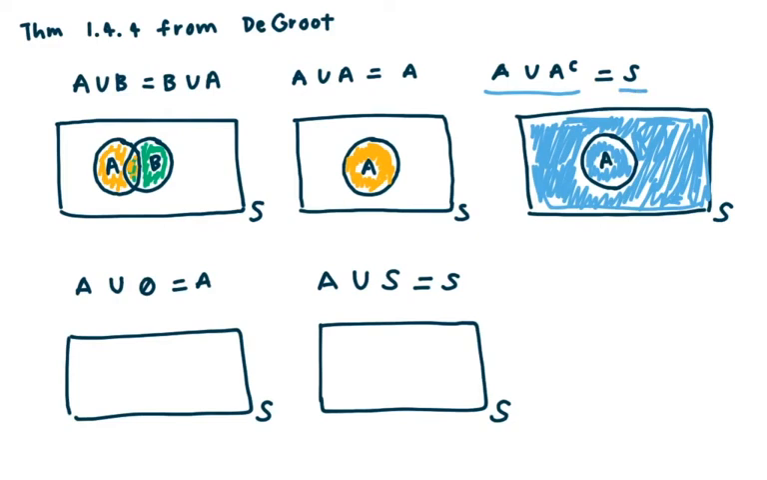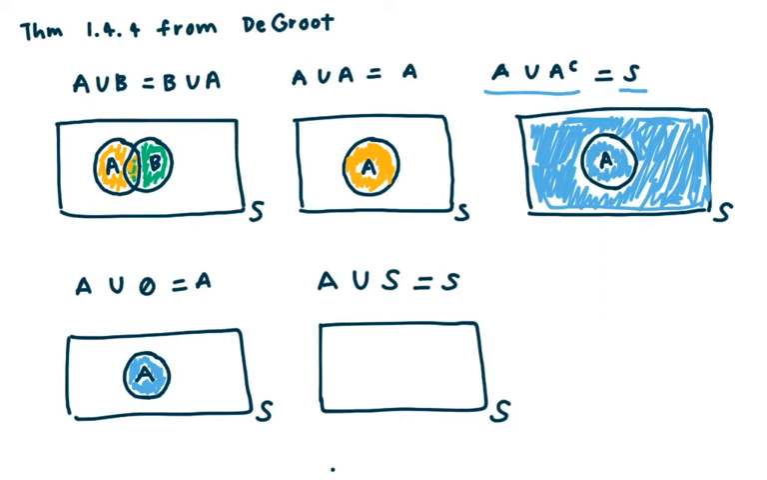Okay, and next we're looking at the union of A with the null set. So this is A. Null set is a set that has nothing in it. So that means A is in union with nothing else, which means that our answer is just A.